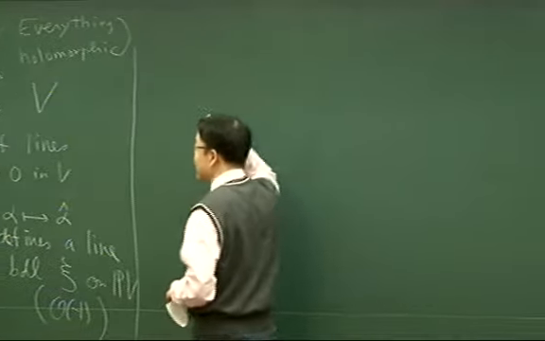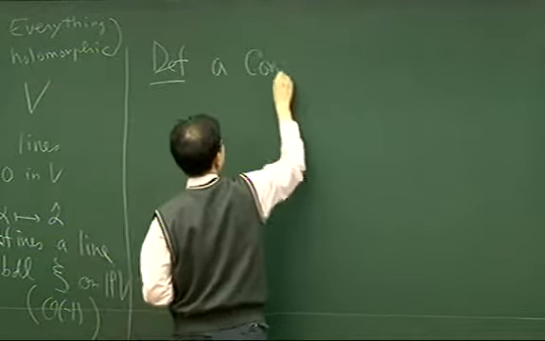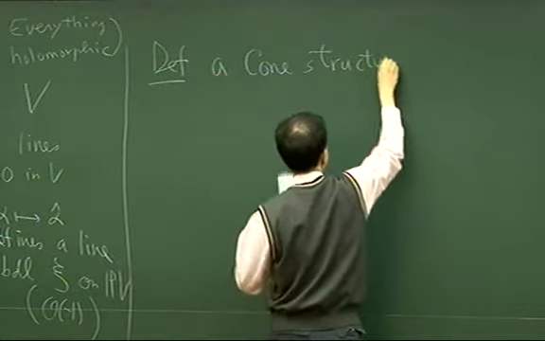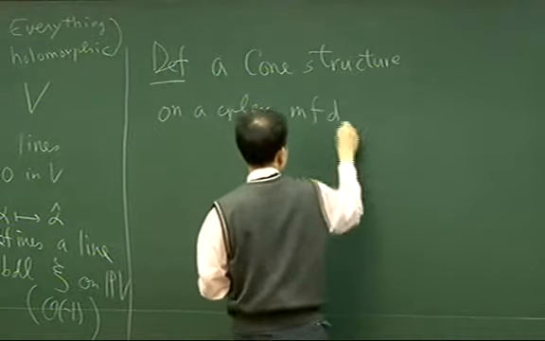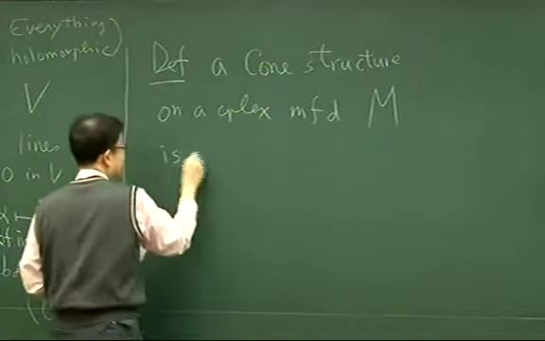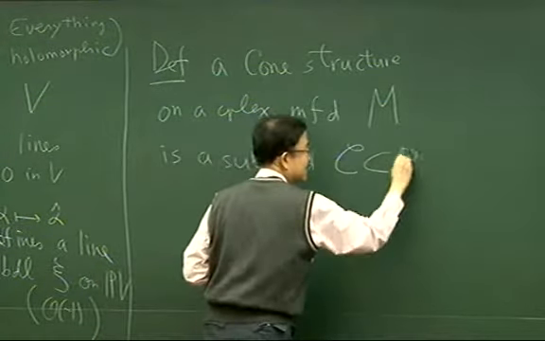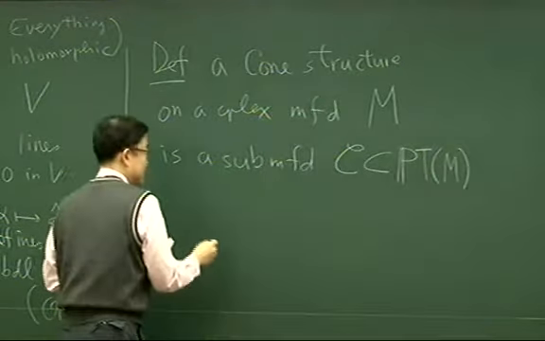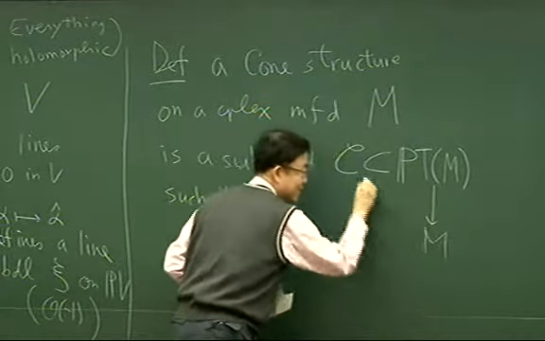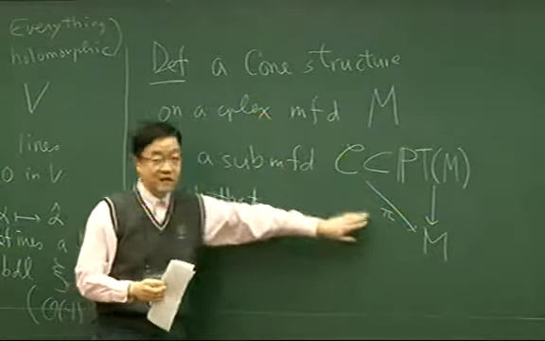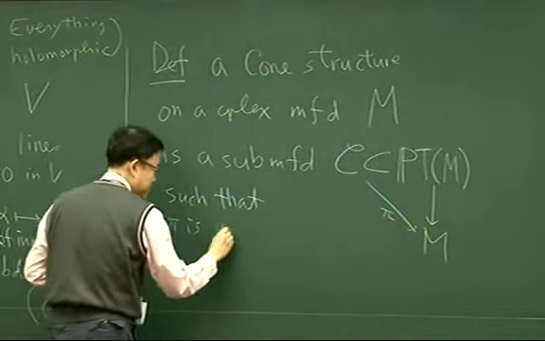Now let me define what I call a cone structure. A cone structure on a complex manifold M is a submanifold C inside the projectivized tangent bundle of M, such that, now we have the projection to M, and I denote by pi the restriction of the projection to C, such that pi is a proper submersion.